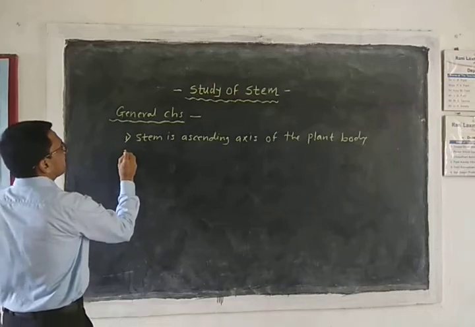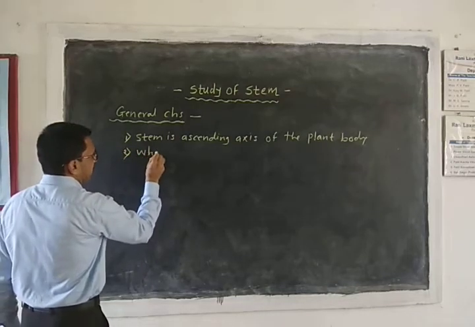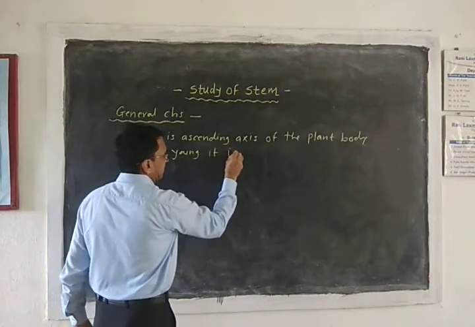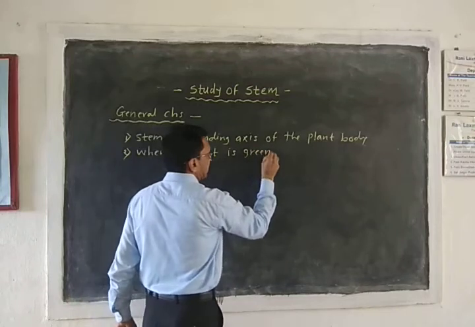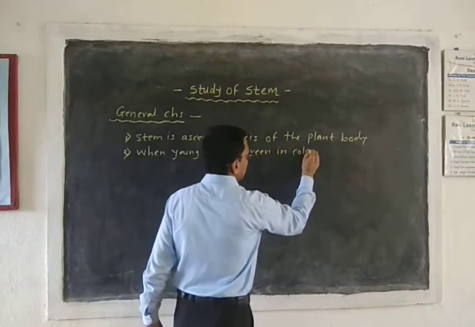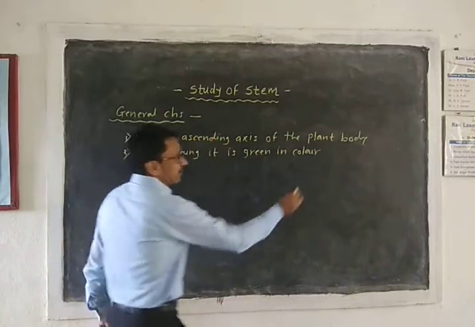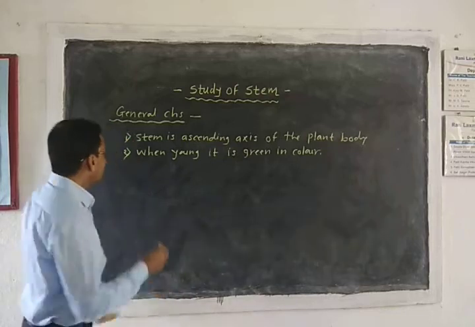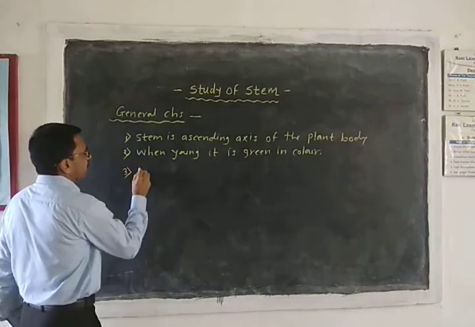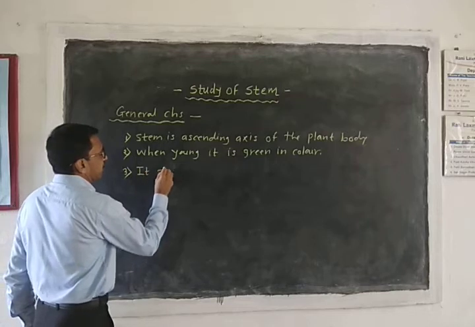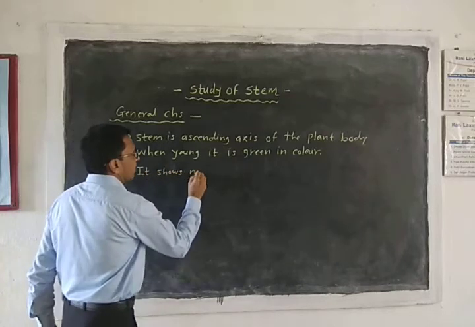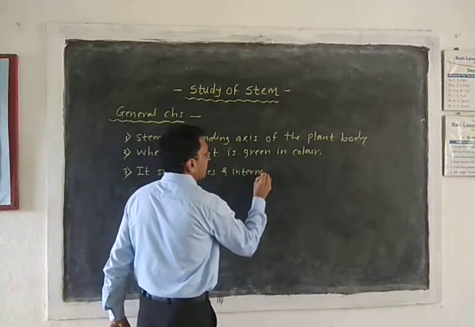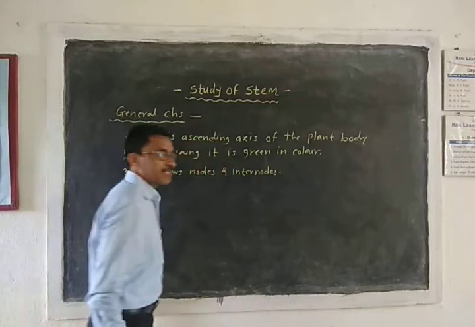Second general character of stem is that when young, it is green in color. Third character is that it shows nodes and internodes, or the nodes and internodes are present on the stem.